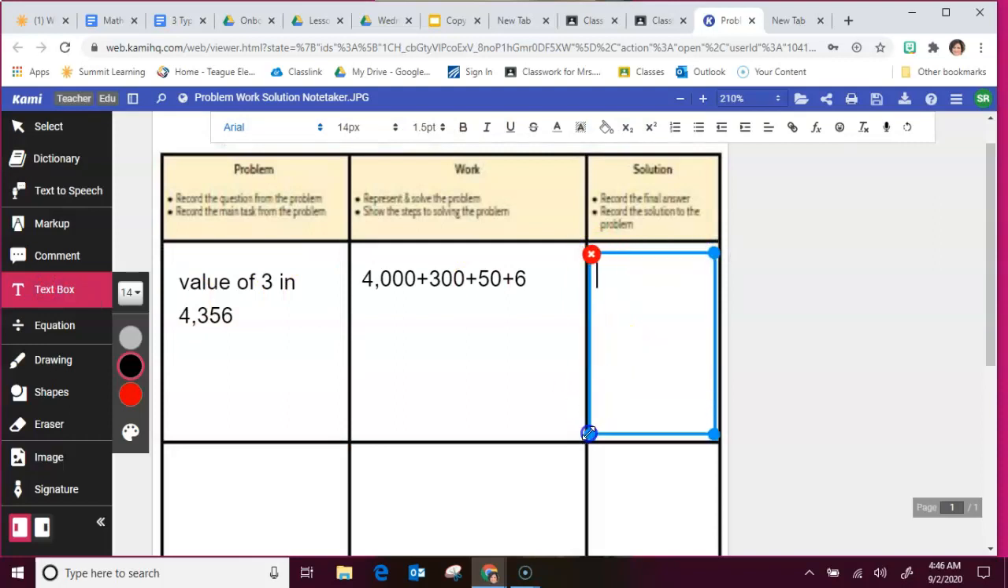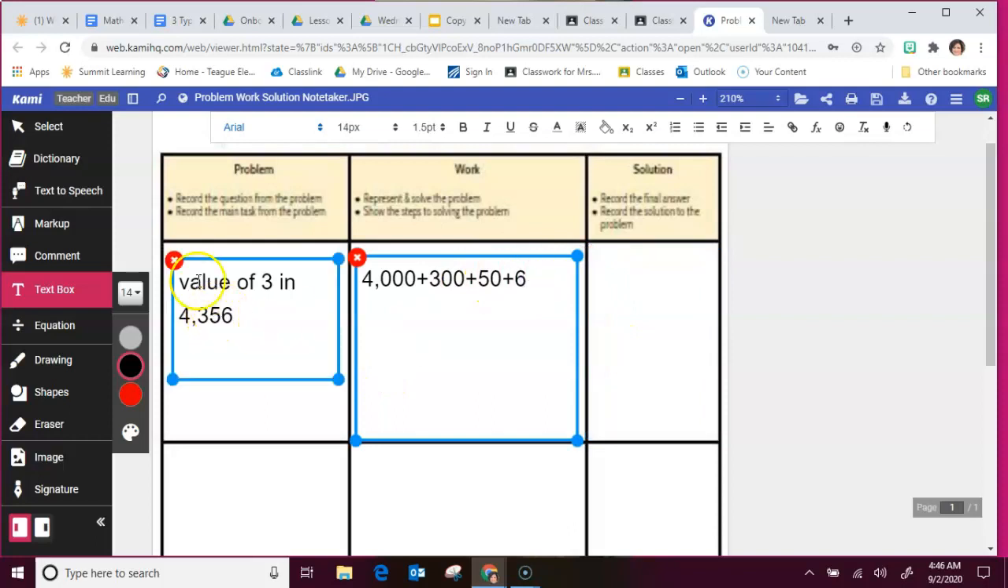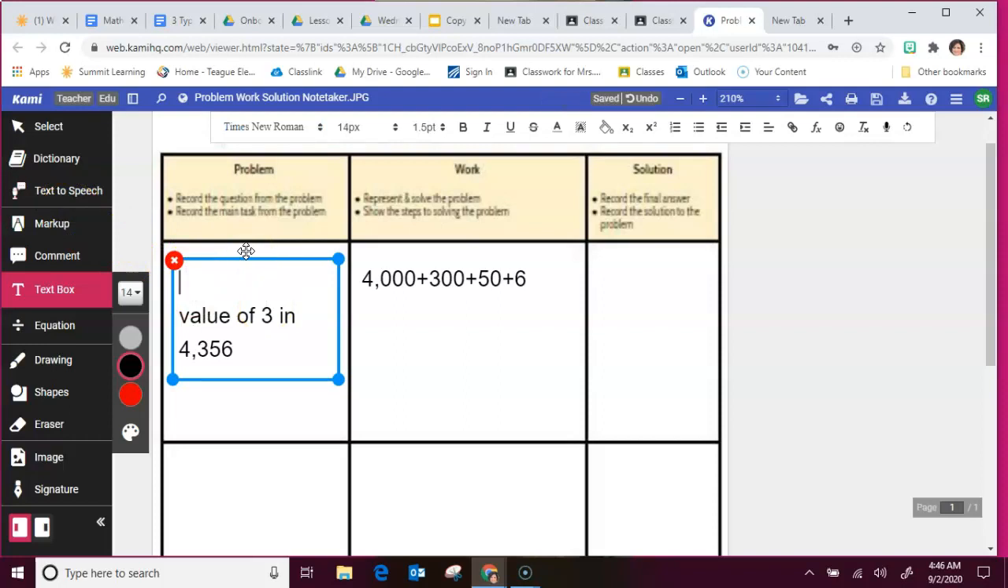Now he did another thing. Because I didn't really write the whole question down, the more I looked into it when I watched that video, they weren't just asking the value of 3 in 4,356. He was looking for the place value of 3 in 4,356. We really don't get asked it that way very often, but it could happen.